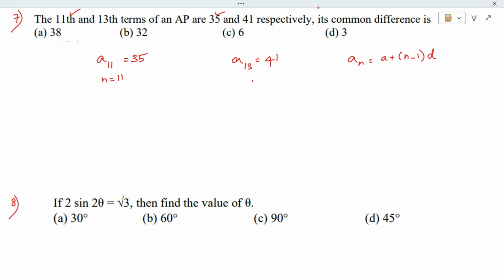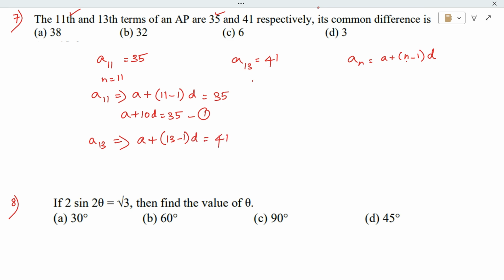So I'm substituting in the formula. So I will get A11, which is A plus, n is 11, right? So 11 minus 1 times d is equal to 35. Since A11 is 35, I'm equating the formula also equal to 35. So I will get A plus 10d is equal to 35. Let it be equation 1. Okay, similarly, for A13, I can take 13 as n. So 13 minus 1 times d is equal to 41. That is given here, isn't it? So A plus 12d is equal to 41, which is equation 2.